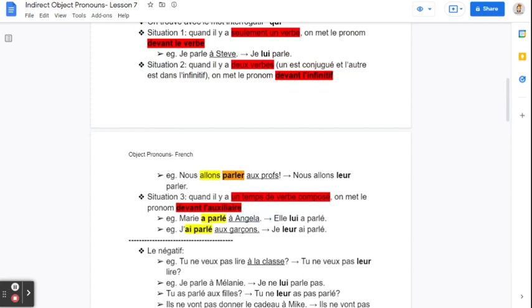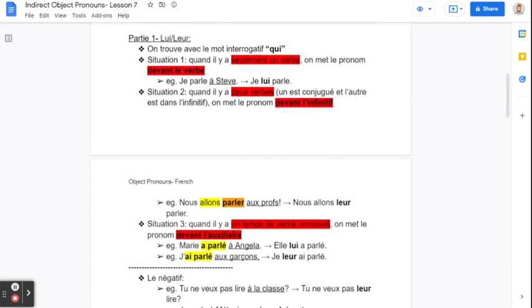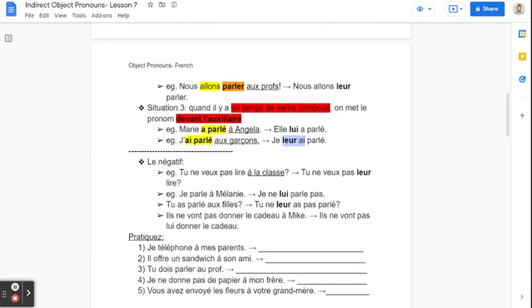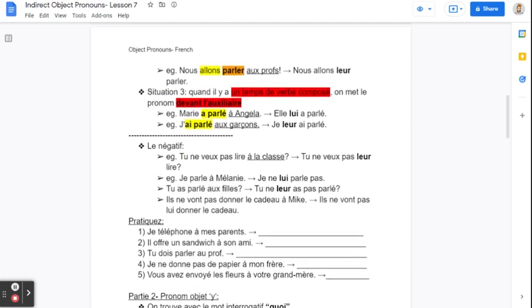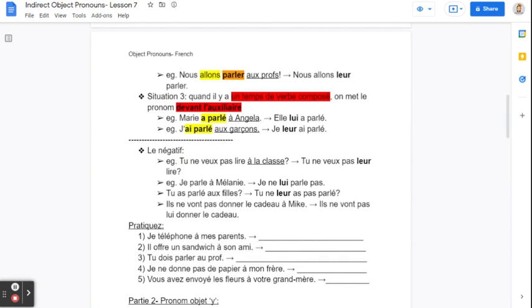And say if you have something like j'ai parlé aux garçons, when you're asking yourself the question word who, you're saying the boys. So the boys is plural, you're going to be putting leur before the auxiliary ai. So je leur ai parlé. And just for when you want to go a step further and talk about negatives, it's basically the exact same thing. It's just that what matters here is where you're going to put the ne pas.